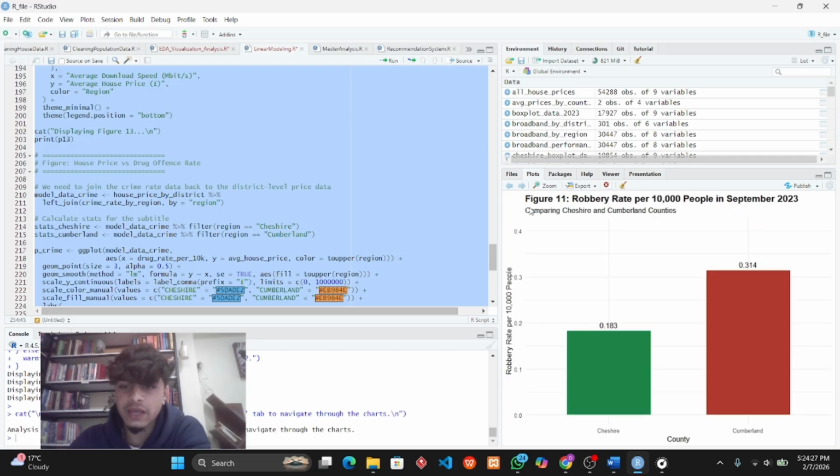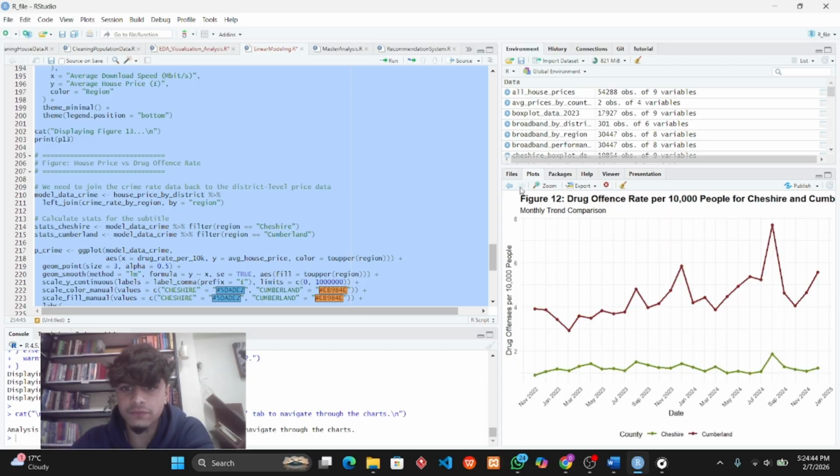So in figure 11, robbery rate per 10,000 people in September. This figure shows that Cumberland has a higher robbery rate per 10,000 people than Cheshire. This indicates a difference in safety for the specific crime type.